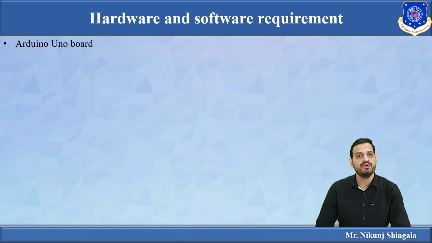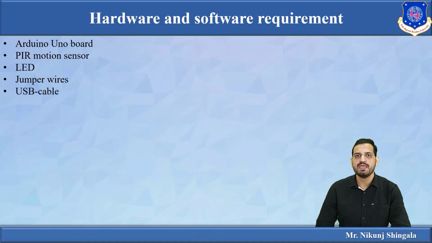first one is the Arduino Uno board. You can do it using an Arduino Nano board also. Okay, then you require a PIR motion sensor module, LEDs, which are basically used to indicate that some motion has been detected, jumper wires for connection of these components, a USB cable, and for writing the Arduino code, we require the Arduino IDE, and for circuit simulation we require the Proteus design suite.